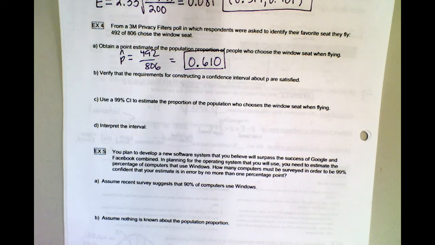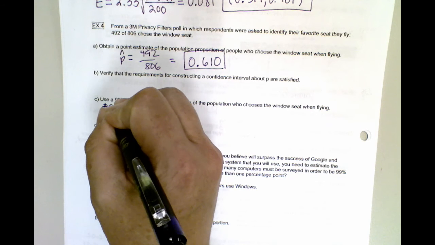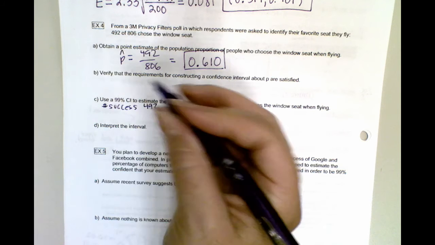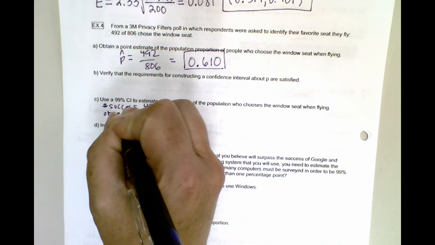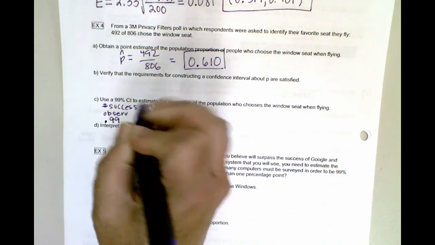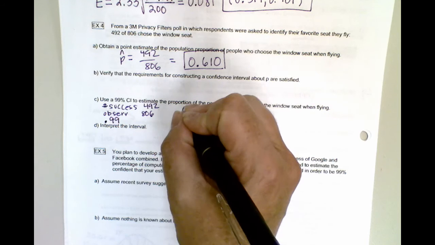Use a 99% CI to estimate the proportion of the population who chooses the window seat when flying. So it is going to give us our lower limit and our upper limit. And so again, what I typed into StatCrunch was number of successes, 492. Number of observations was 806. And I put in 0.99. So this is telling me what you typed into StatCrunch, and then I can just write my answer.